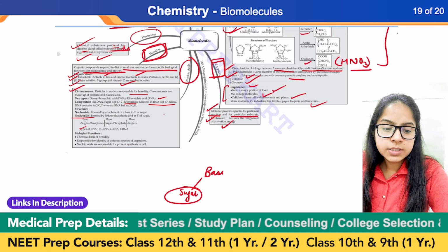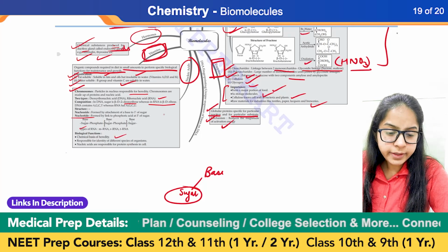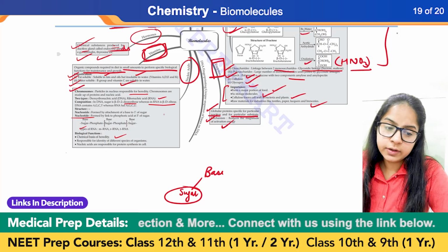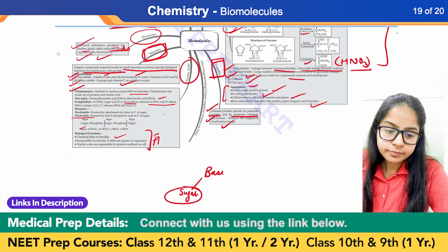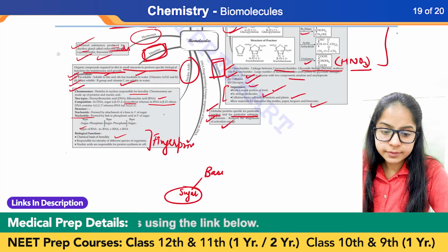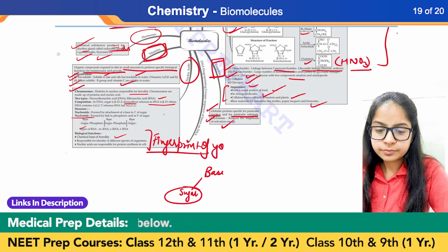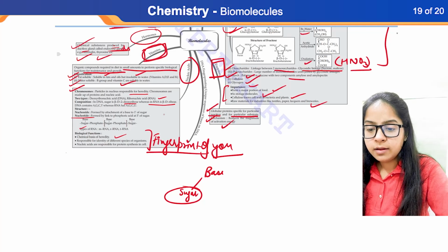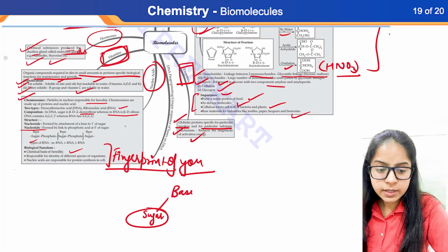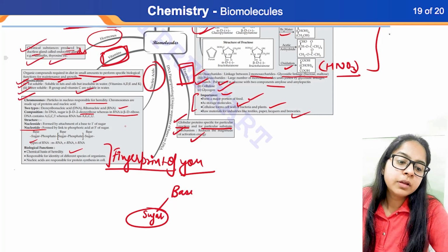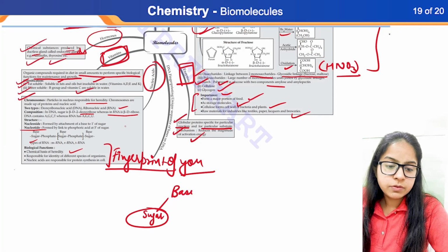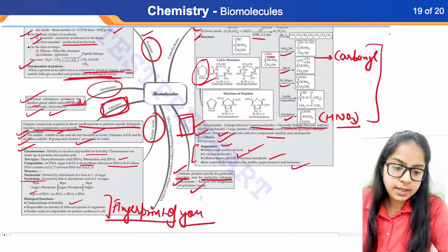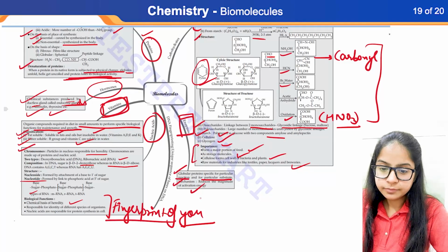Now the biological functions. These are the chemical bases of heredity, responsible for the identity of different species of organisms. DNA is the fingerprint of you. Like fingertips are distinct for each individual, so this is the fingerprint of you. Nucleic acids are responsible for protein synthesis in the cell.